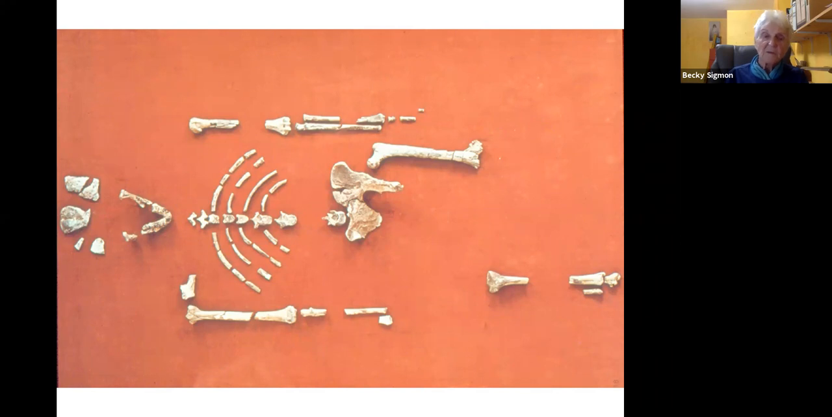With Mrs. Ples, there was no postcranial material, so we had no pelvis, no femur. We only assumed that she was an upright biped based on the cranial features and the location of the connection to the brain and the spinal cord.